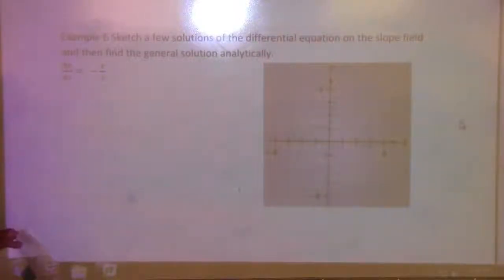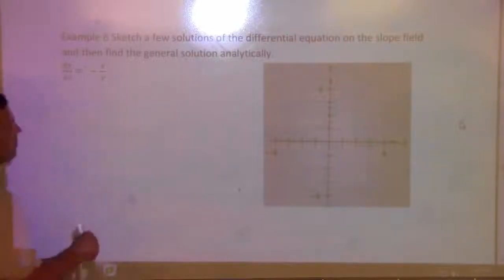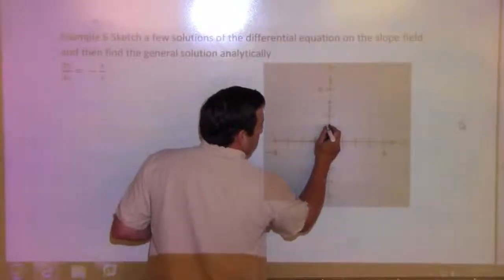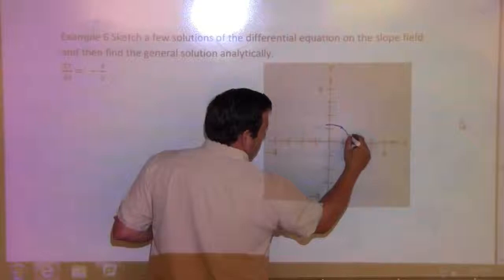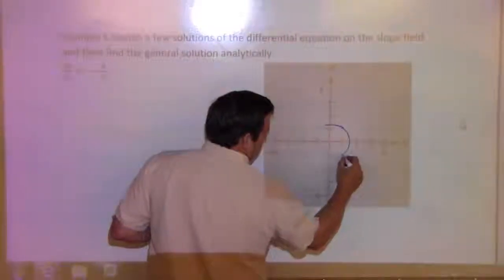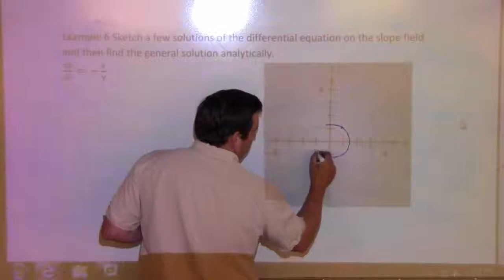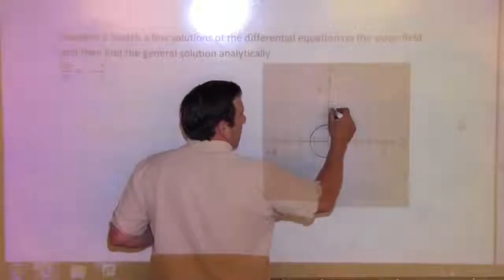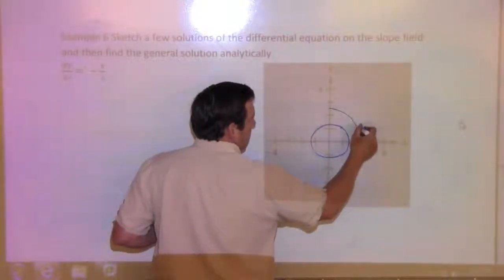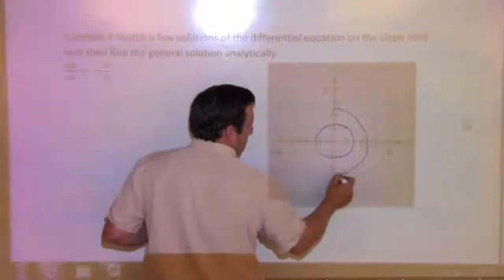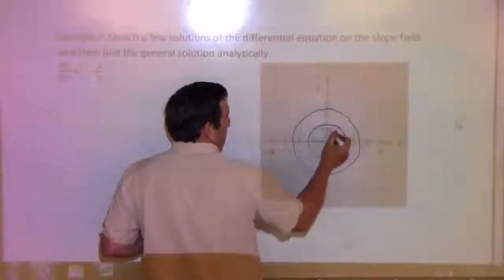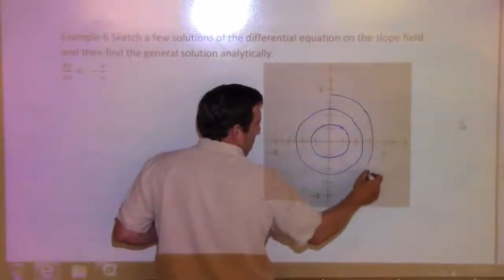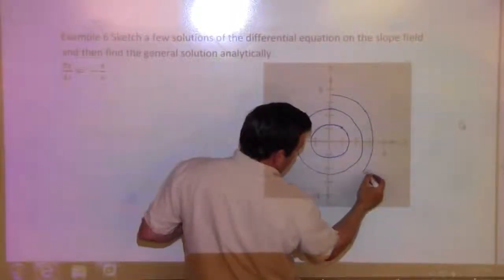It says sketch a few solutions of the differential equation on the slope field and then find the general solution analytically. So if I were to start right here, it's kind of flat there, and it goes down, starts bending that way, kind of comes up, and looks like it makes a circle. Give it another one over here. Another circle. Make sure I'm staying within the dashes.